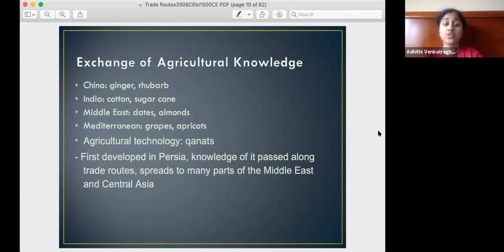The exchange of agricultural knowledge also came through the Silk Road, which meant China had the agricultural knowledge of ginger and rhubarb, India, how to grow cotton and sugar cane, the Middle East was dates and almonds, and the Mediterranean was grapes and apricots. So the agricultural technology was also the qanats, which was first developed in Persia, and the knowledge of it passed along trade routes and spread to many parts of the Middle East and Central Asia.